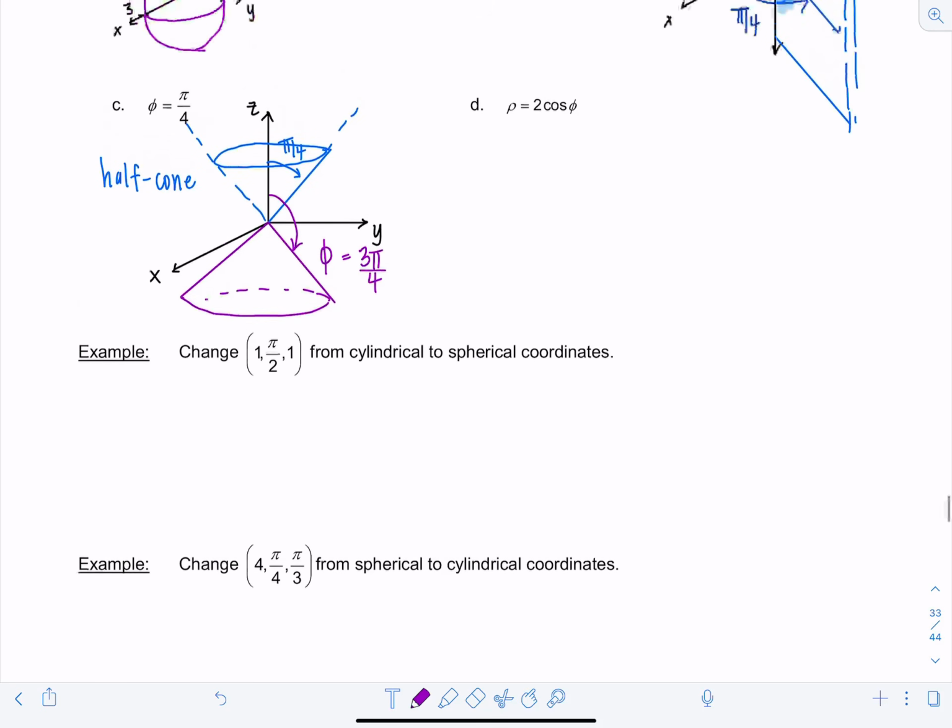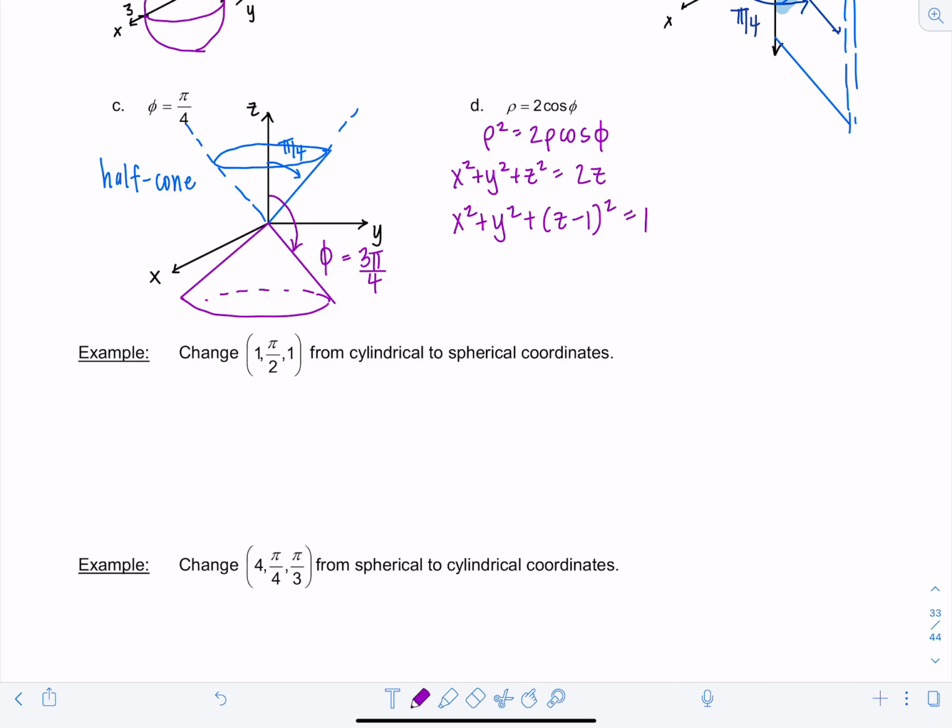All right, last little graph, rho equals 2 cosine phi. So maybe it's best if we just convert this to rectangular to get a feel for what's going on. I'm going to multiply through by rho, so I'll have rho squared equals 2 rho cosine phi. And then rho squared is x squared plus y squared plus z squared. Rho cosine phi is z, right? So this equals 2z. And then I can complete the square already. I can tell I got a sphere. So this is x squared plus y squared plus z minus 1 squared equals 1. So we've got a sphere. Woohoo! Where's the center? 0, 0, 1. What's the radius? It's 1.